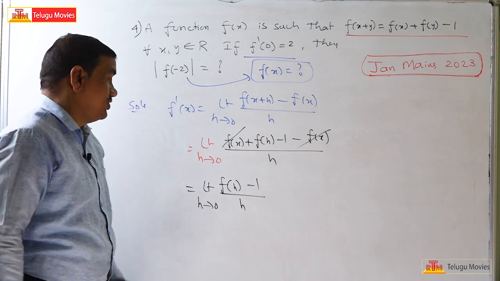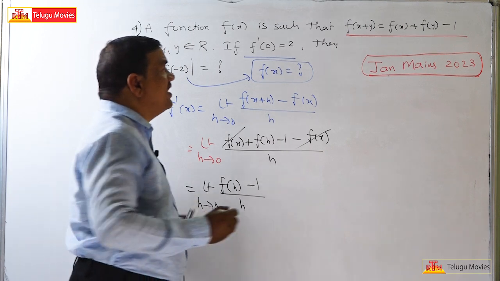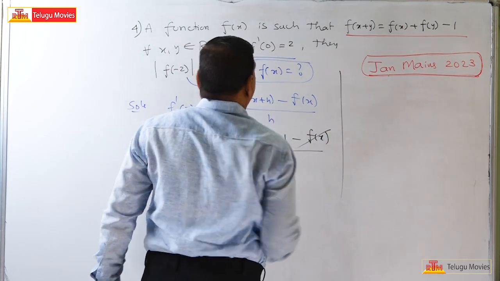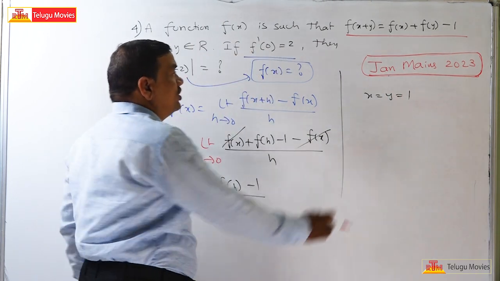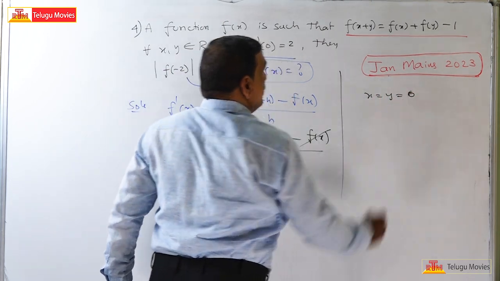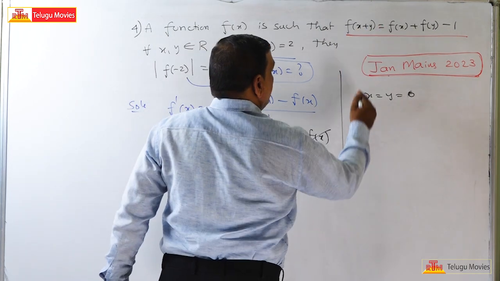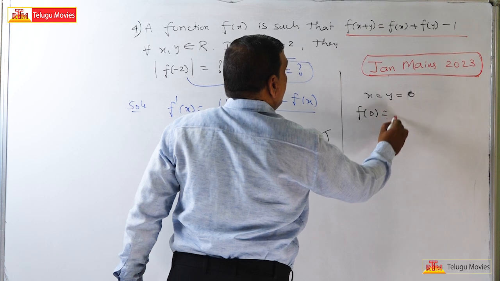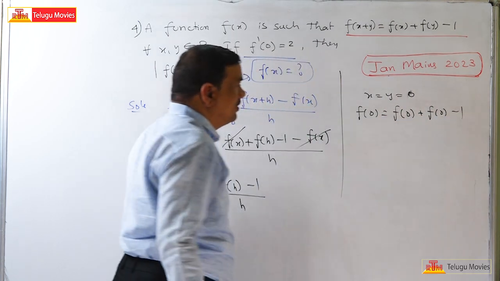Okay, happy? Right. Now how to write down f of 0? So let us take the given data in this first information. Let us put x is equal to y is equal to 0. Put x is equal to y is equal to 0. What happens here? So 0 plus 0, that is f of 0 is equal to f of 0 plus f of 0 minus 1.